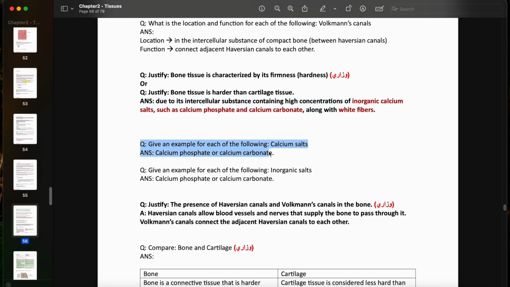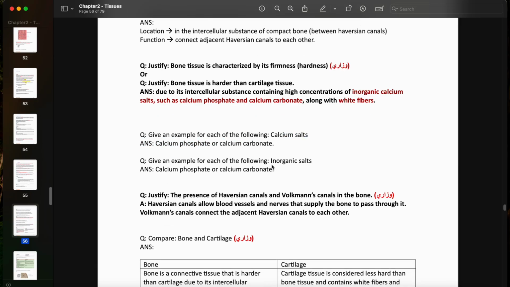You can also possibly have a question telling you to give an example for each of the following: calcium salts, and they're calcium phosphate or calcium carbonate, or telling you to give an example of inorganic salts, and the same thing, calcium phosphate or calcium carbonate.